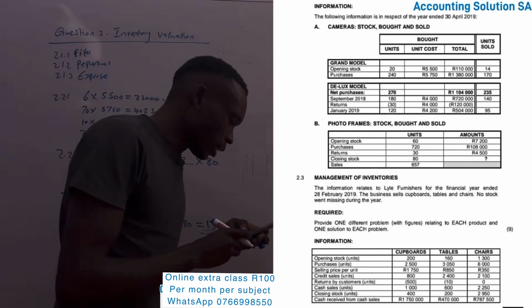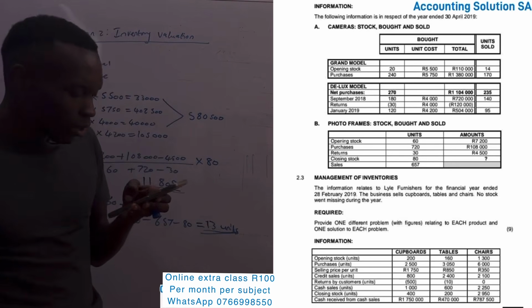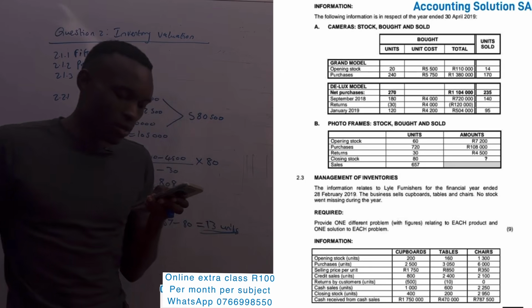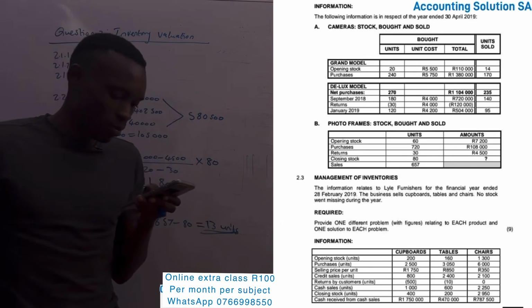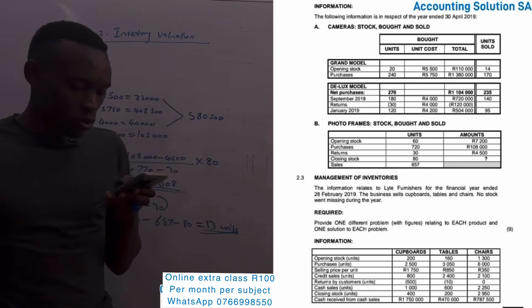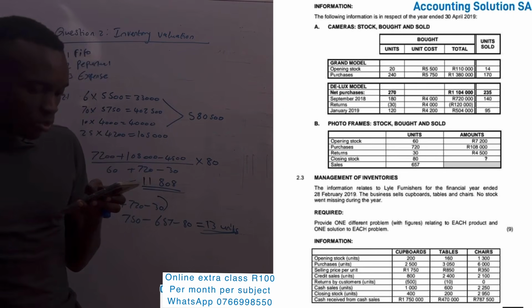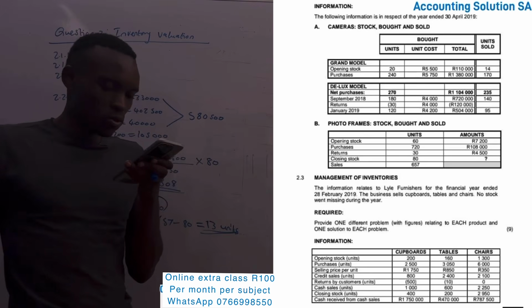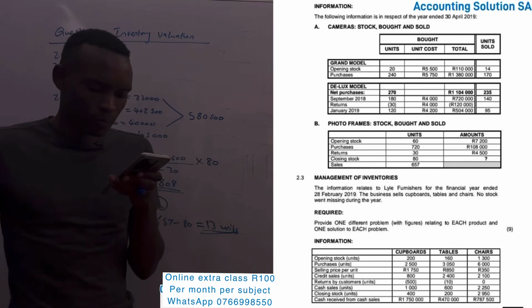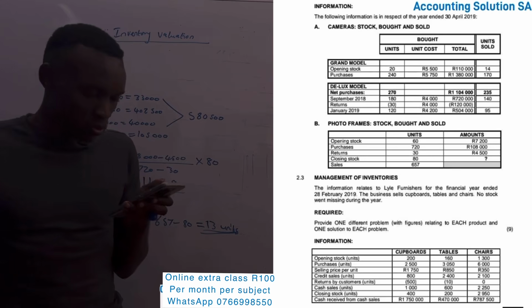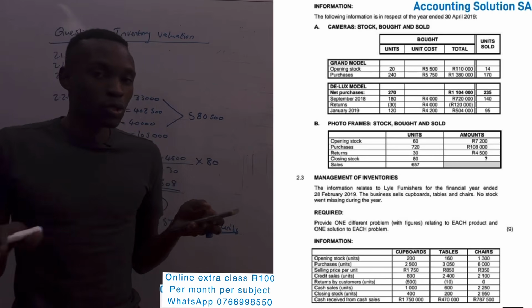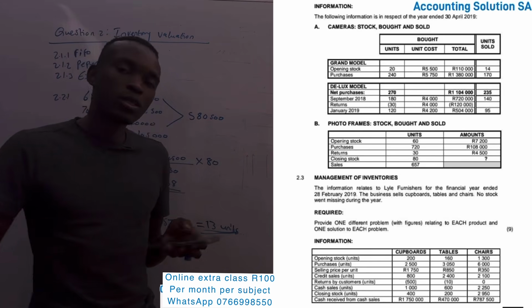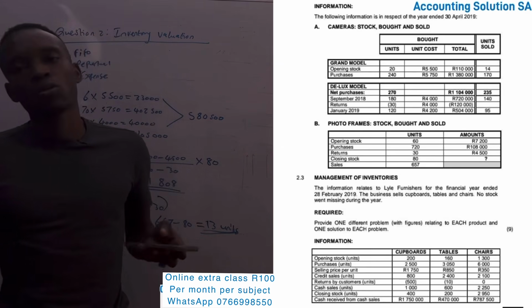Okay, then the last one. Tom is thinking of employing an assistant at the wage of 3,500 per month to control the stock of photo frames. Explain why this is not a good idea. So the owner is thinking, okay, we have to employ someone who is going to assist to control the inventory because of this missing stock. Do you think it's a good idea? No, it's not a good idea.